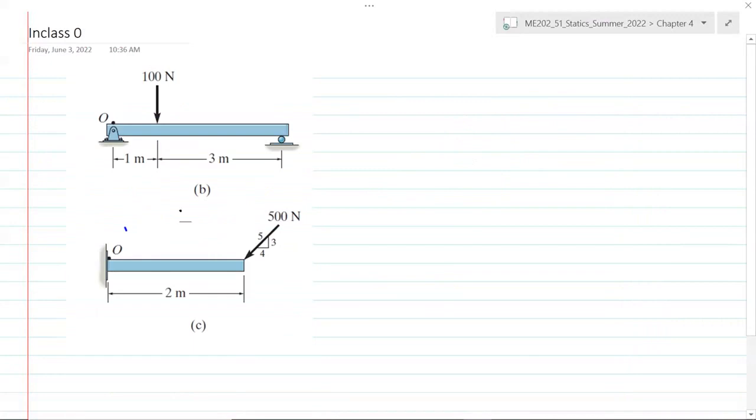In class exercise 1, what is the moment of 100 Newton force about point O? You can pause the video, answer the question, and then unpause it and look at the answer. Okay, so let's work on this problem. Moment of this force about point O is nothing but force multiplied by perpendicular distance from line of action of the force to the point of rotation. And that perpendicular distance is 1 meter. Is it clockwise? So this is clockwise rotation, so that's negative. So the answer is minus 100 Newton meter.